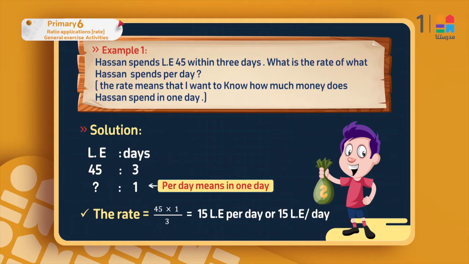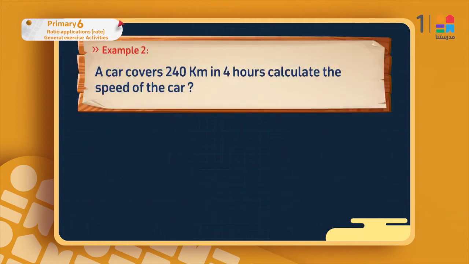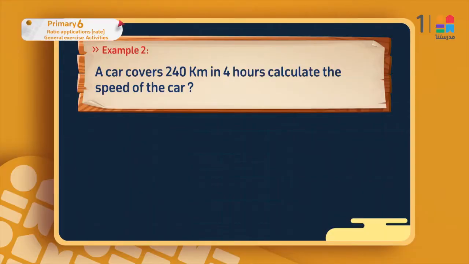Let's see another example. A car covers 240 kilometers in 4 hours. Calculate the speed of the car. You have to know that the rate is related to the time. So if you have a time here, he's asking about how many in 1 day, in 1 hour, in 1 minute, in 1 week, in 1 month, in 1 year. So I'm asking about 1 related to the time. Here in the exercise, a car covers 240 kilometers in 4 hours. So directly I can imagine that he's asking what is the speed of the car in 1 hour.